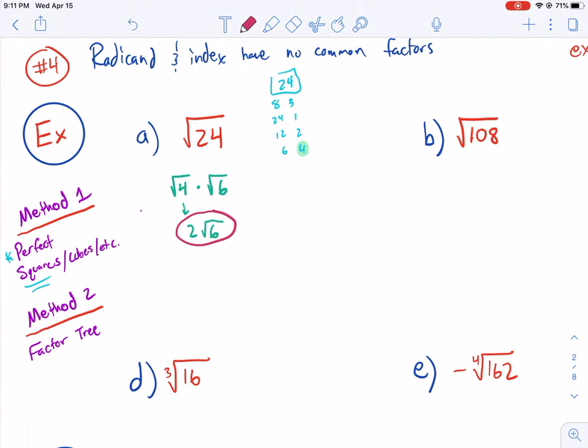Okay, that's the first method. As you get better at recognizing factors and perfect squares, I think this method is the fastest. But when the numbers get bigger, you generally need to use method 2. So let's take a look at method 2. Method 2 is about using the factor tree.